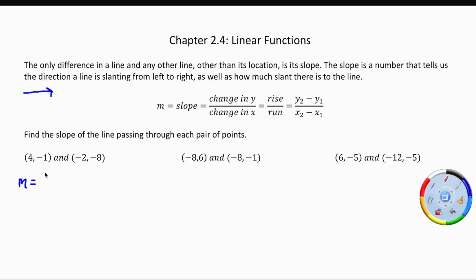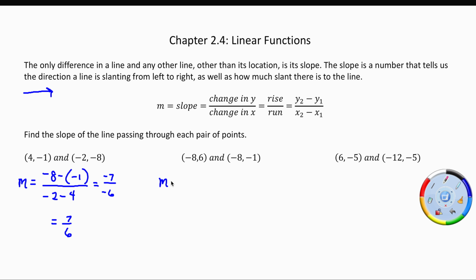Okay, so y sub 2 minus y sub 1. Make sure you account for all of your negatives and the minus in the formula, over x sub 2 minus x sub 1. So this is negative 8 plus 1, and negative 2 minus 4. So the slope of this line that goes through those 2 points is 7/6.